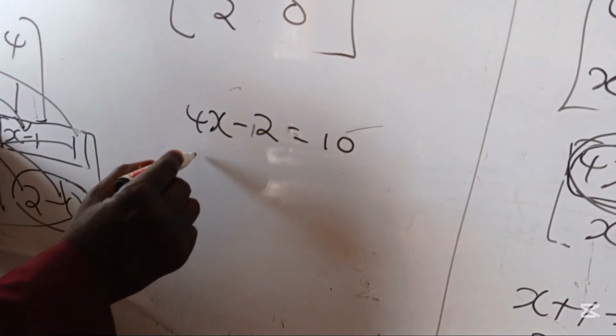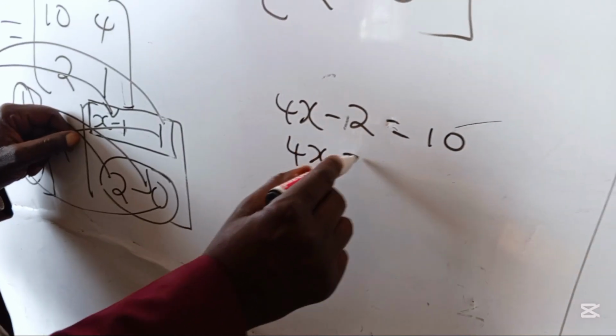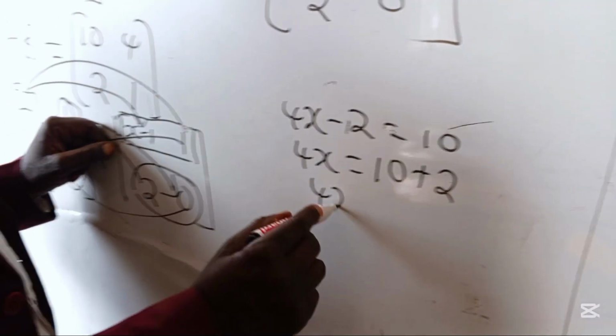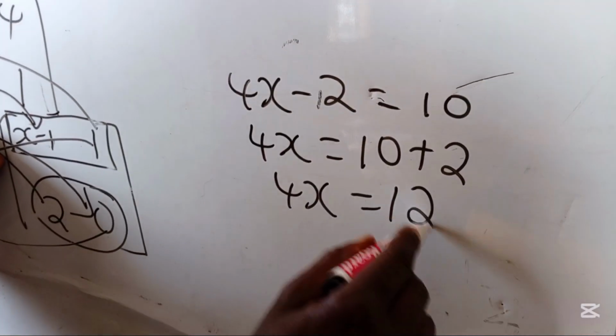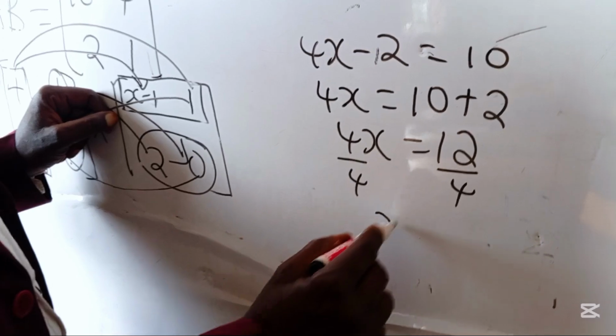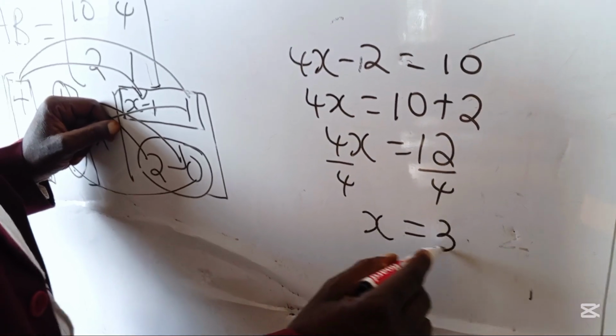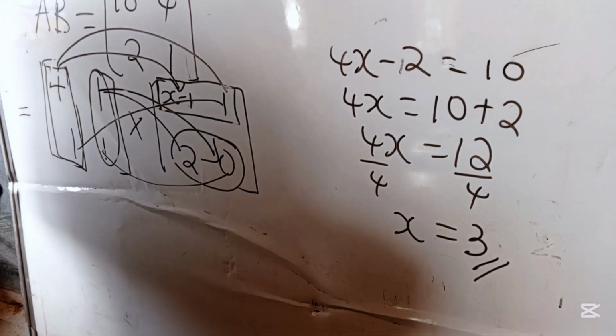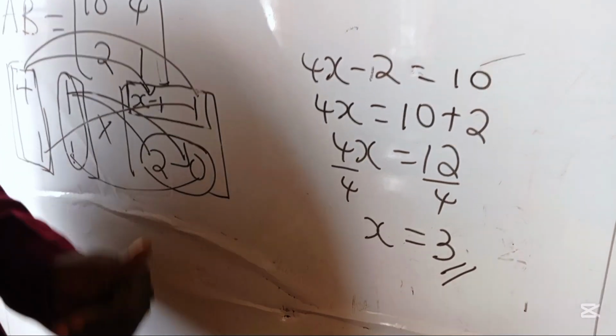So now you equate it. You say 4x equals 10 plus 2, which is 4x equals 12. Divide both sides by 4, both sides by 4. And our final answer is 3. So you can say, neighbor, you have done it. So that's how we should answer such a question.